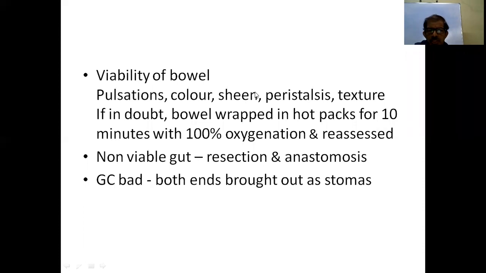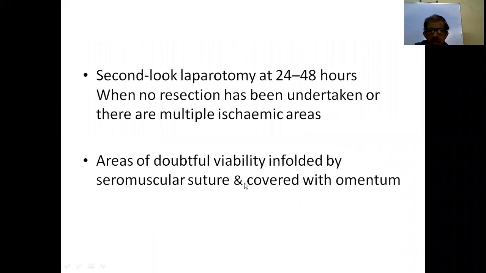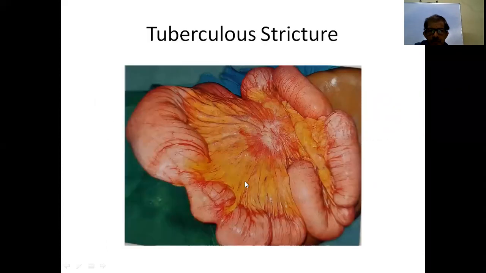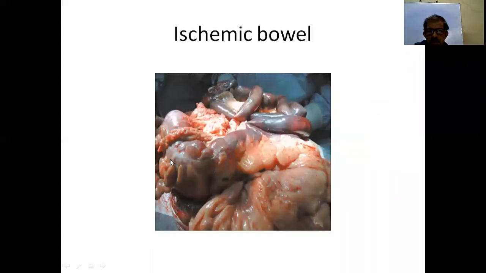Then the sheen. Sheen means the shining. So you see this bowel, how it is. Whereas see this bowel, how it is. It is glistening here. See, it's all glistening. That means this is viable bowel. Whereas bowel that is ischemic will lose its luster.